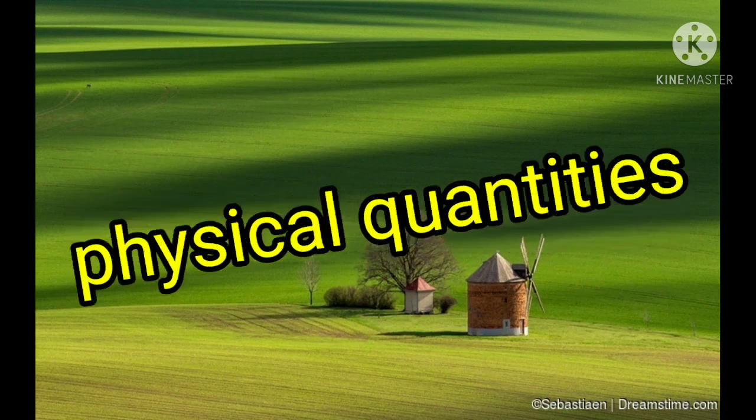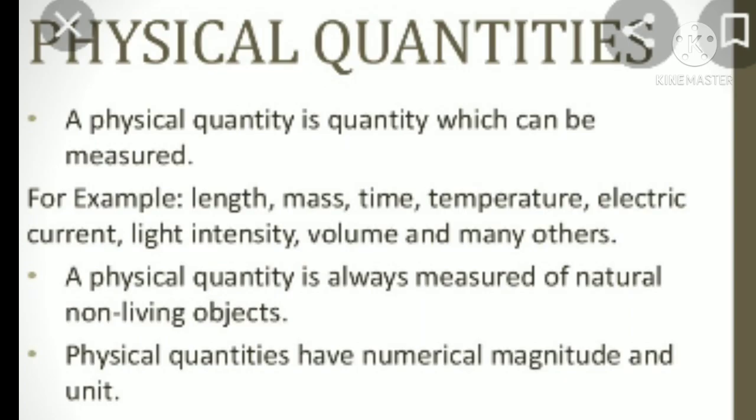About physical quantities, you may have studied in the lower classes. What is meant by physical quantities? A physical quantity is a quantity which can be measured. For example, length, mass of a substance, time, temperature, electric current, light intensity, and volume, and many other quantities can be measured. These quantities are called physical quantities.